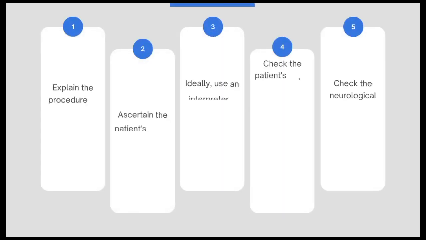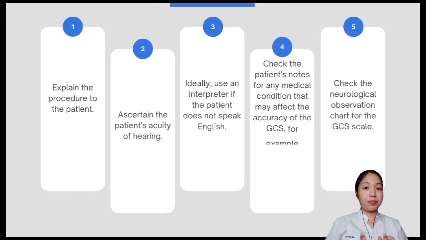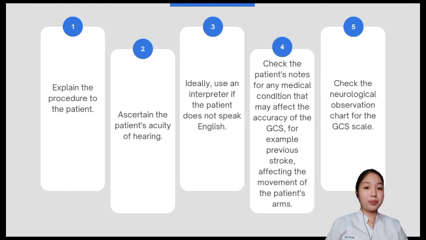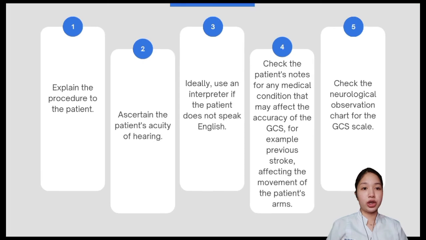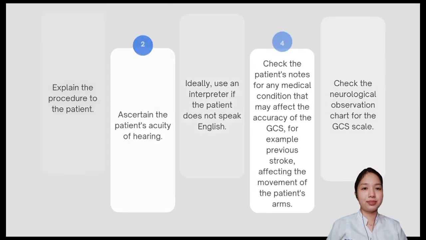And last, for the procedure. Explain the procedure to the patient. Ascertain the patient's acuity of hearing. Ideally, use an interpreter if the patient does not speak English. Check the patient's notes for any medical condition that may affect the accuracy of the GCS, for example, a previous stroke affecting the movement of the patient's arm. Then last, check the neurological observation chart for the GCS scale.